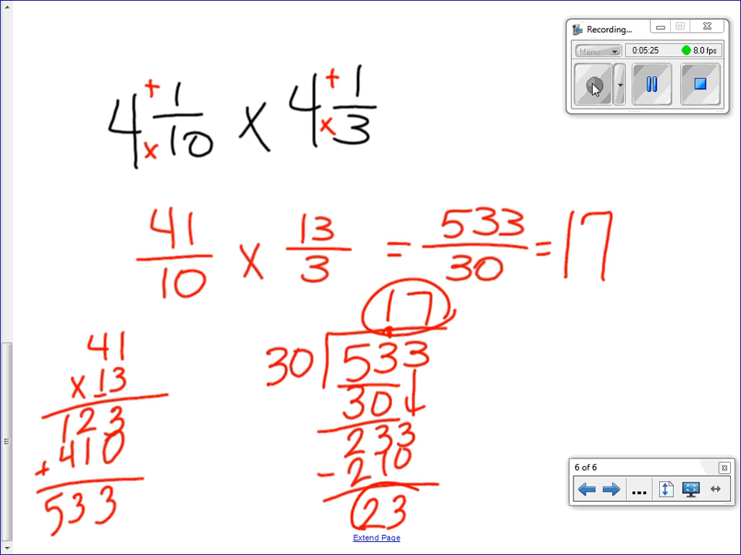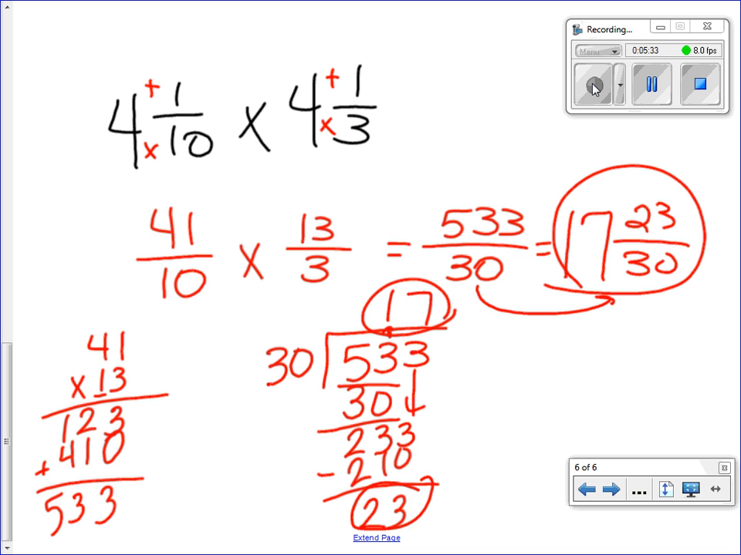The numerator is going to be the remainder, and your denominator stays the same. So 17 and 23 over 30. Just so you know, a couple of these problems on the multiplication page, you do get some large numbers, but that is okay. You know how to do all the steps, just take it one at a time.